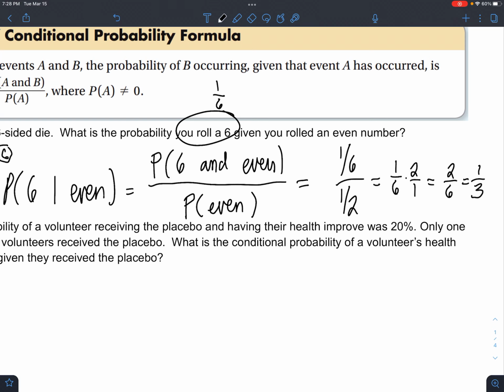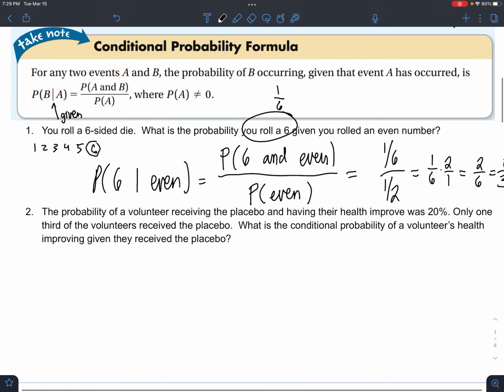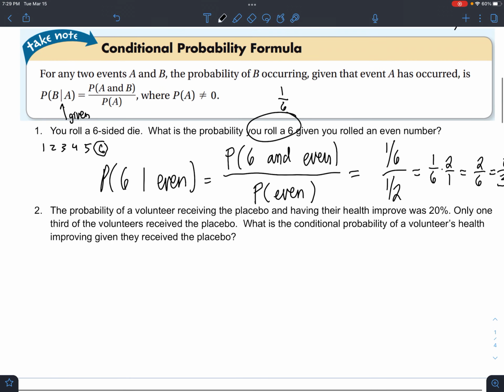The probability of rolling a 5 given you got an even number would be terrible, right? It would be 0. But the fact that we got more info that clued us in has made the chances higher for it to happen because we eliminated the 1, the 3, and the 5. So kind of interesting how this is working.